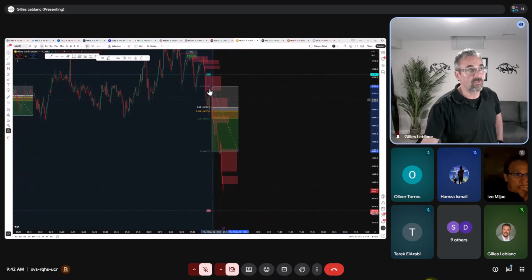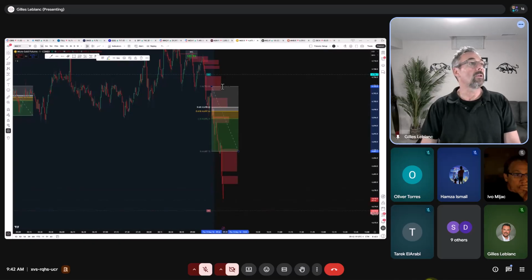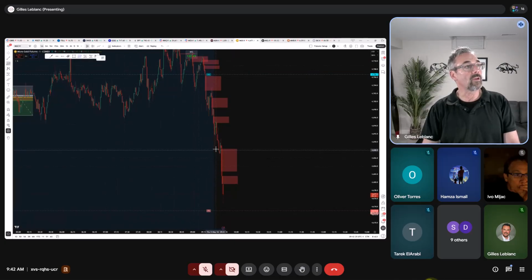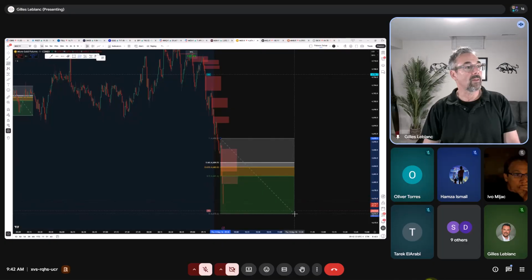Now that this fib has proven that it worked, take it off, and you draw a new one from where it retraced. It retraced to the 50. Then it came down. Then it retraced over here. So selling started happening here. Then you bring it down to the low. I don't know if this is the low. This candle hasn't even closed.